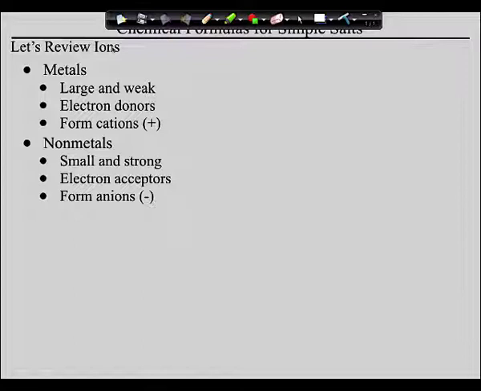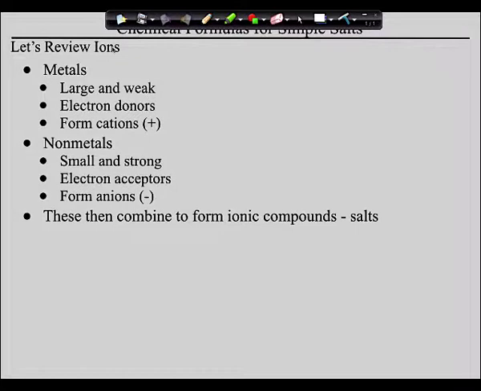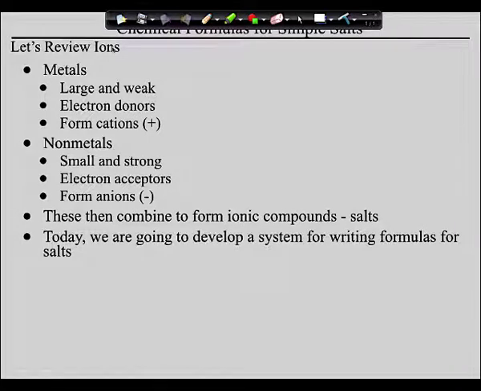When a nonmetal gets together with a metal, we know they bond together ionically. How does that go? What does the nonmetal do to the metal? Steals its electrons. That makes the nonmetal negative. That makes the metal positive. Positives and negatives attract. They stick together ionically. And what do we call those compounds that are formed? Salts. Is it all coming back to you? Okay, so guys, these form salts. So today we're going to figure out a system for writing the chemical formulas for salts.